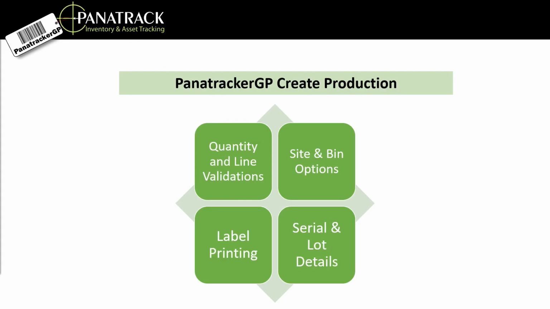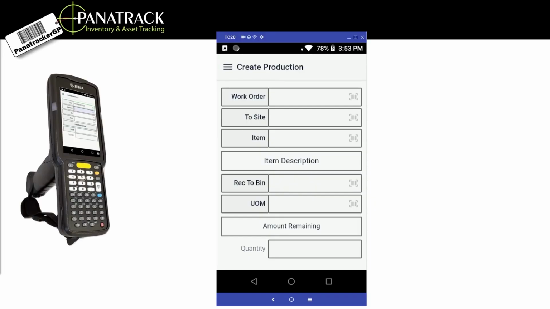The Panatrack Create Production transaction captures MO receipt information in real time on the scanner. The application provides users with the ability to capture partial or full MO receipts, as well as record any other item details that may be required, such as lot or serial numbers and their associated attributes. This transaction can also automatically print item barcode labels for the produced goods. Alongside Dynamics GP, this transaction also supports Vicinity and Horizon's manufacturing modules.